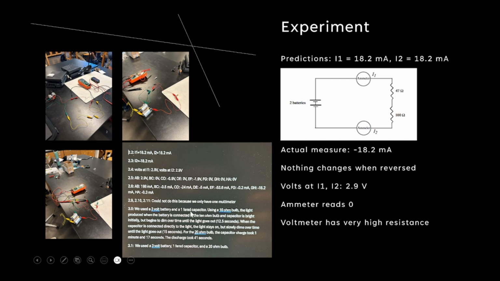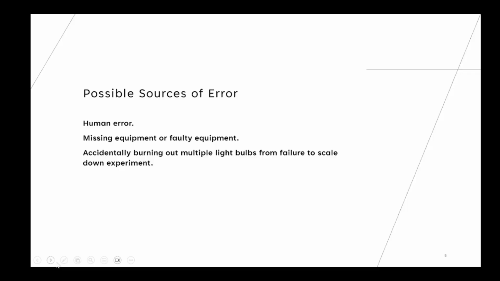But now for some measurements that we also had, we're using a 3-volt battery and a 1 farad capacitor. And we're changing the bulb each time. With a 10 ohm bulb, the light produced is bright right at the beginning, and then it begins to dim over time until it goes out in 12.5 seconds. Then when the capacitor is connected directly to the light, it stays on but slowly dims and goes out at 15 seconds. For a 20 ohm bulb, the capacitor charge took 1 minute and 17 seconds, while our discharge took 41 seconds. Okay, on to the next bit.